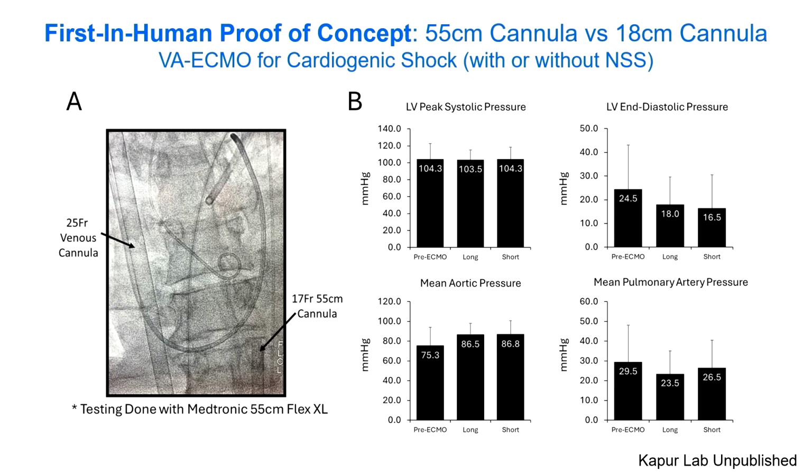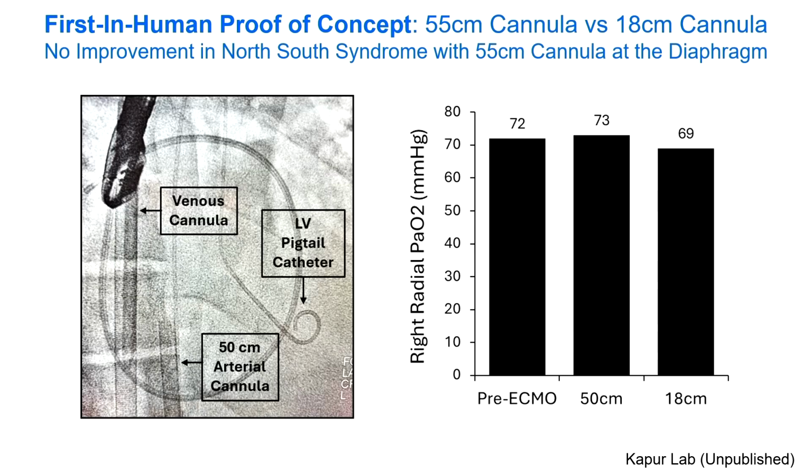Now, what happens in north-south syndrome? So far we've enrolled 4 patients. The 4th patient had north-south syndrome. What you're looking at is the right radial PaO2 as a measure of right brachiocephalic artery perfusion. Pre-ECMO, PaO2 72, with the long cannula, 73, with the short cannula, 69. So we're not obliterating the north-south syndrome. Our Australian CFD modeler is potentially correct. Position 2 and 3 doesn't solve the problem. We've got to get up towards position 4, which is something we're developing now.